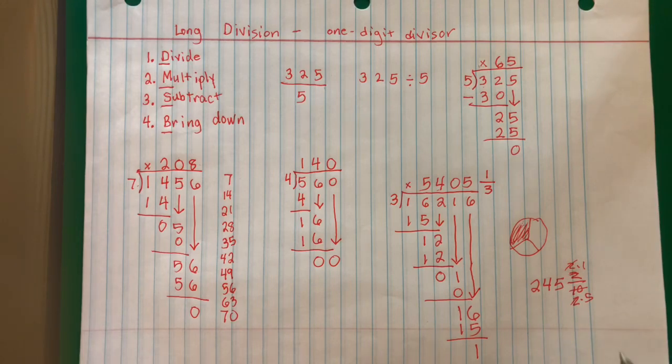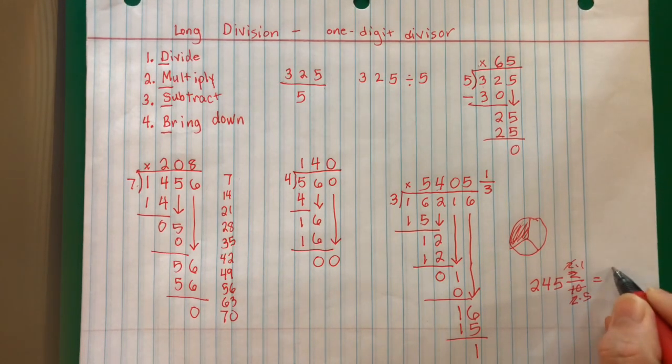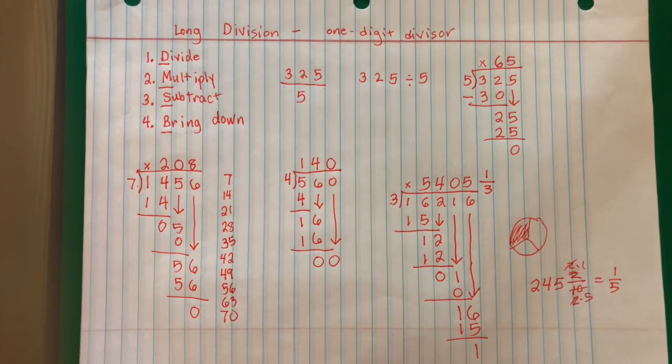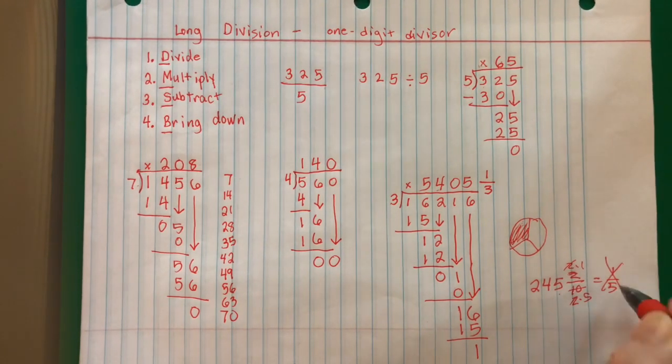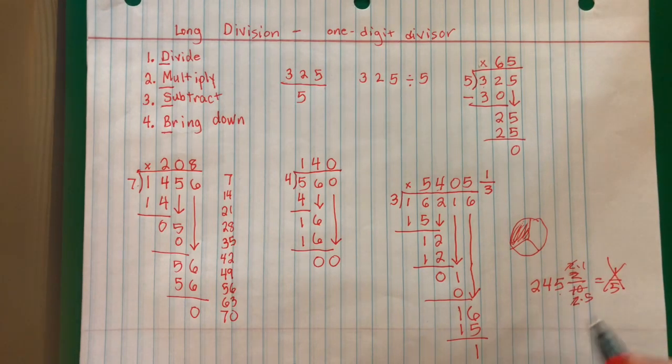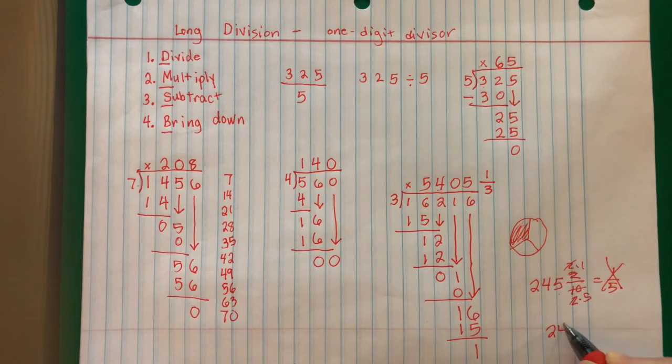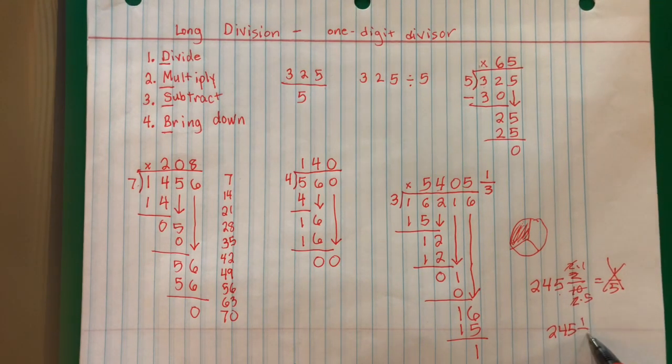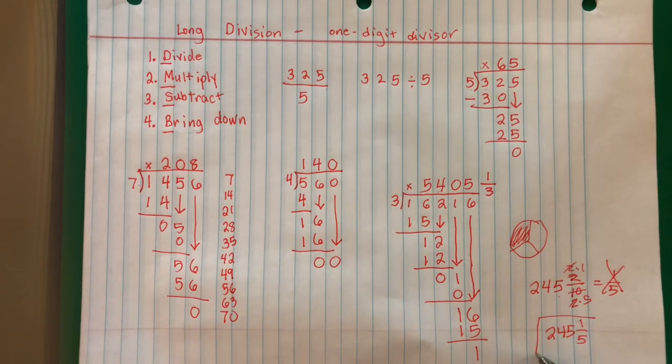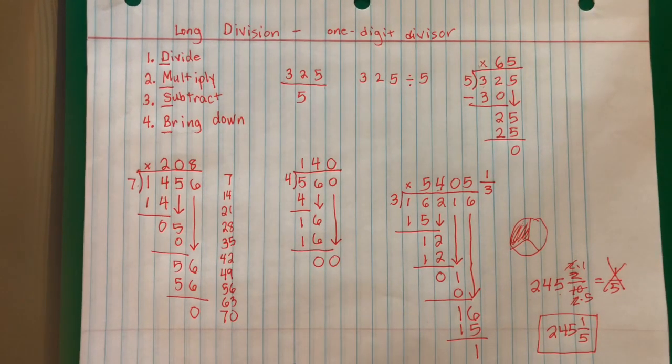And here's where I see people make mistakes. They write it equals 1/5. No, it doesn't. It equals 245 and 1/5. So don't just do that. When you simplify, say that it equals 245 and 1/5. So that's how we are going to do this when you want to show your remainder as a fraction. When you want to show your remainder as a decimal, that's something we'll get into on another video.